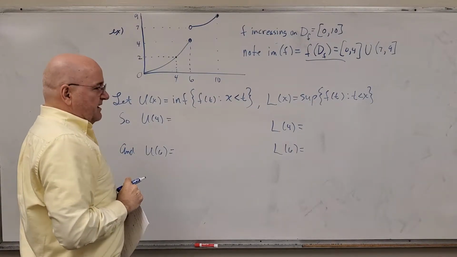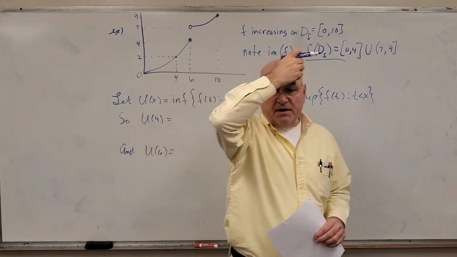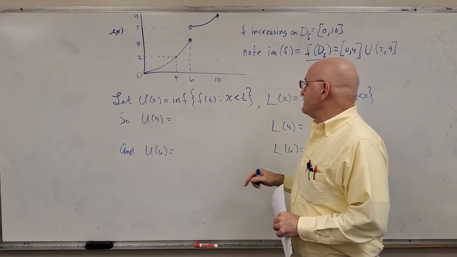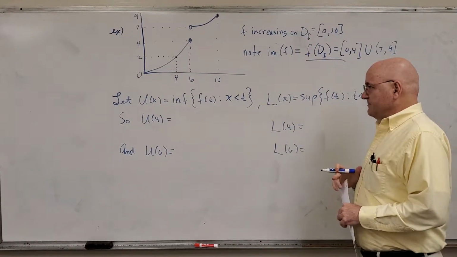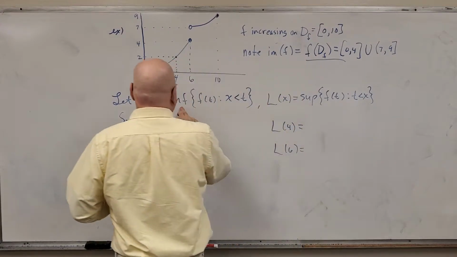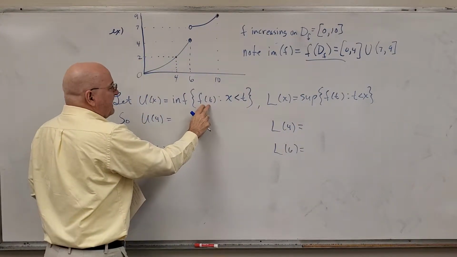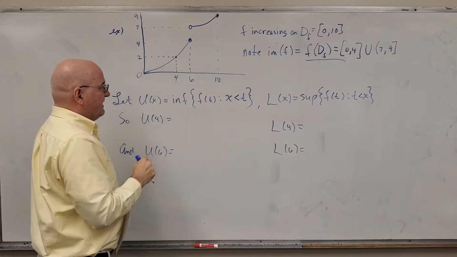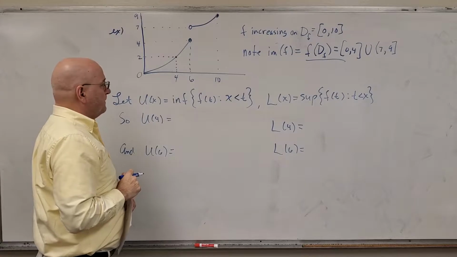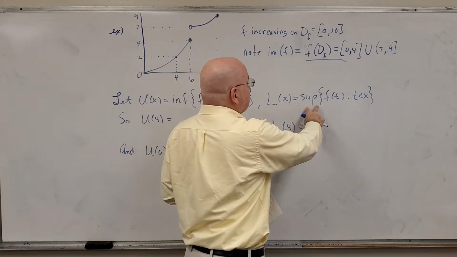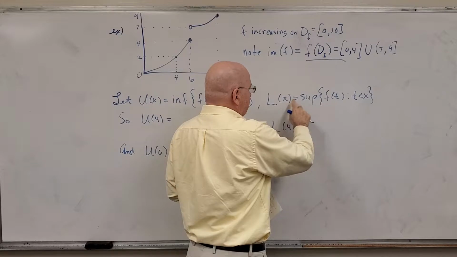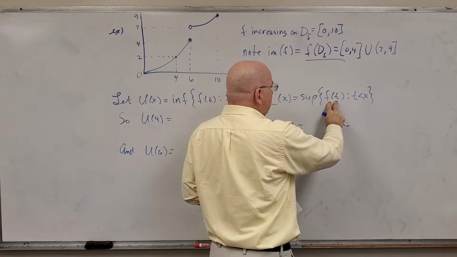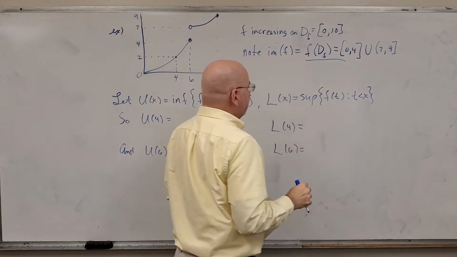So before we start talking about continuity of monotone functions, I want to define these two functions, U of x and L of x. U of x is going to be the infimum of all of the f of t's where t is bigger than x, right? x is less than t. And L of x is going to be the supremum. L of x will be the supremum of all of the heights of the function f of t, where t is all the numbers strictly less than x.